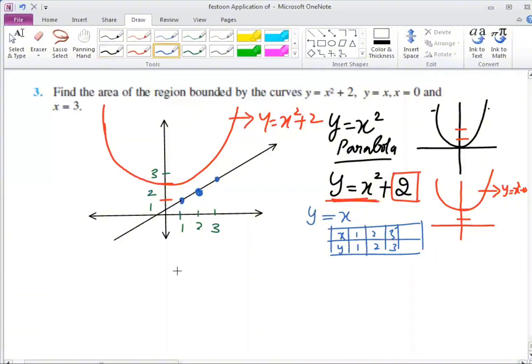Where will the x is equal to 3 line, and the x is equal to 0 line be? That line will be here only. But this is the line of x is equal to 3. This is the y is equal to x line. Next, the x is equal to 0 line will come here only, guys. On this axis only it will come. Find the area of the shaded portion.